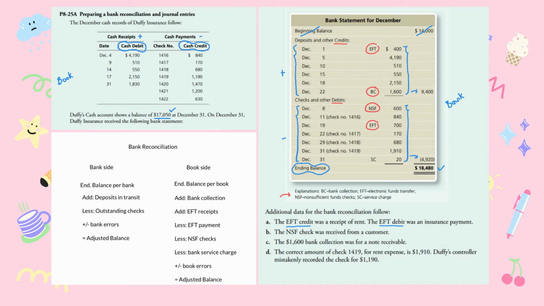The bank reconciliation will have two sides, bank side and book side. We're going to start with the ending balance per bank and the ending balance per book. The ending balance per bank is given in the bank statement. It's down here, 18,480. So let's write it down here, 18,480. And the ending balance per book is given down here. It's 17,050.